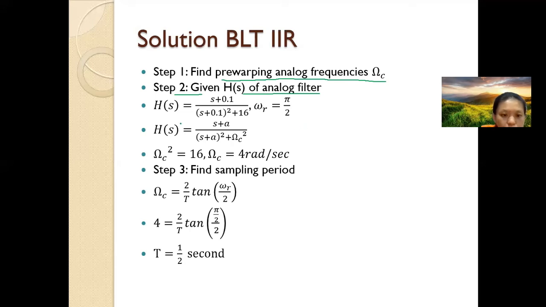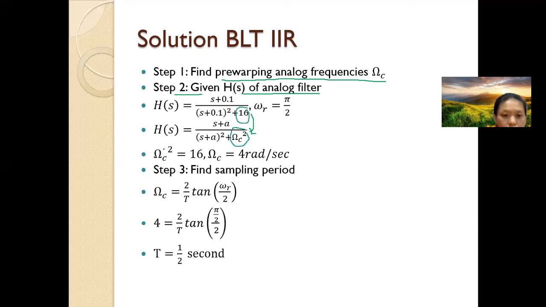Okay. So we compare our equation H(s) with the original one, (s plus a) divided by ((s plus a) square plus omega c square). So from here we can compare our equation.